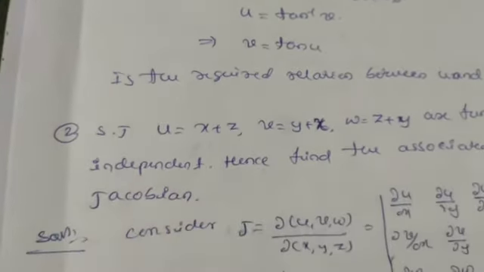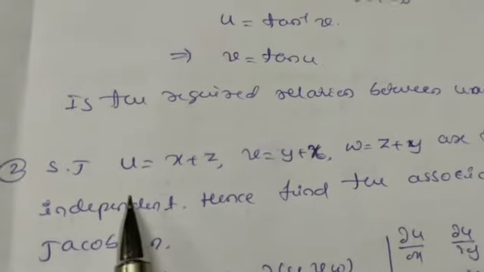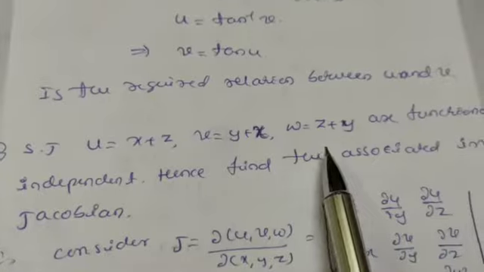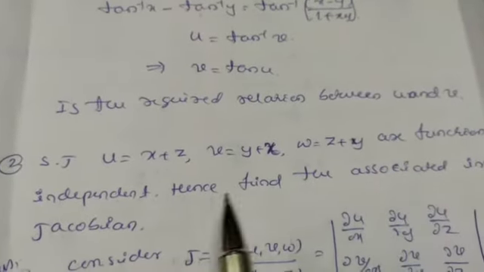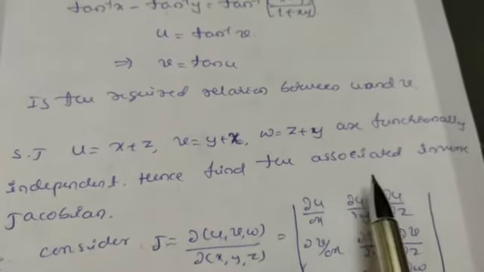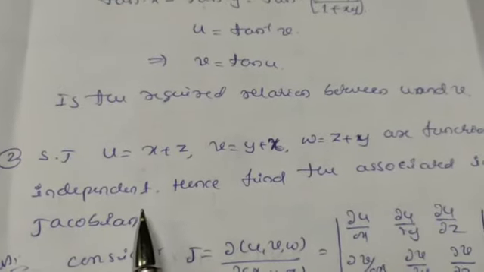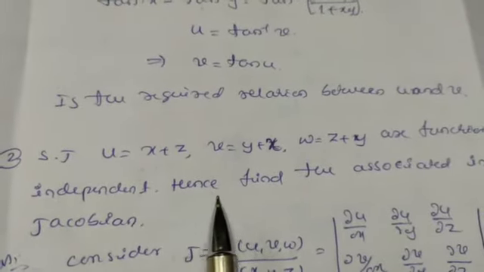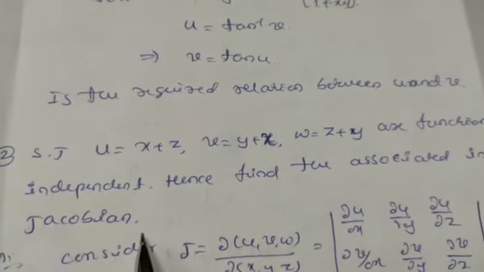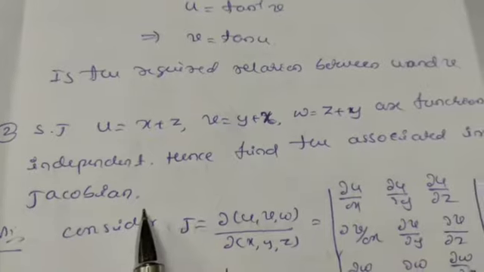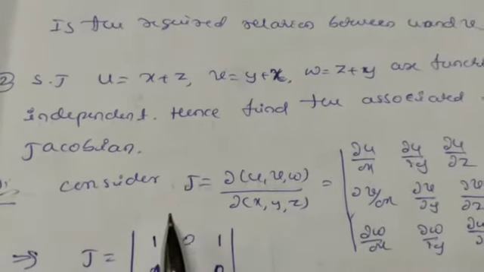Similarly, let us take one more example here. Show that u is equal to x plus z, v is equal to y plus x, w is equal to z plus y are functionally independent. Hence find the associated inverse Jacobian. See here, only if it is functionally independent do we have its inverse. So first let us prove that it is functionally independent. Functionally independent means you have to prove that the Jacobian is not equal to 0.